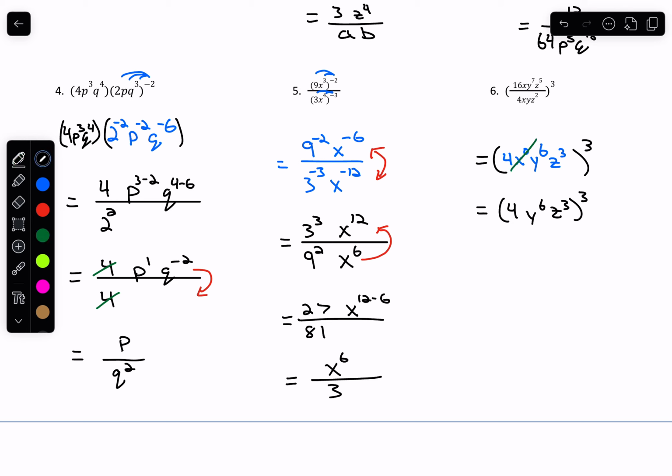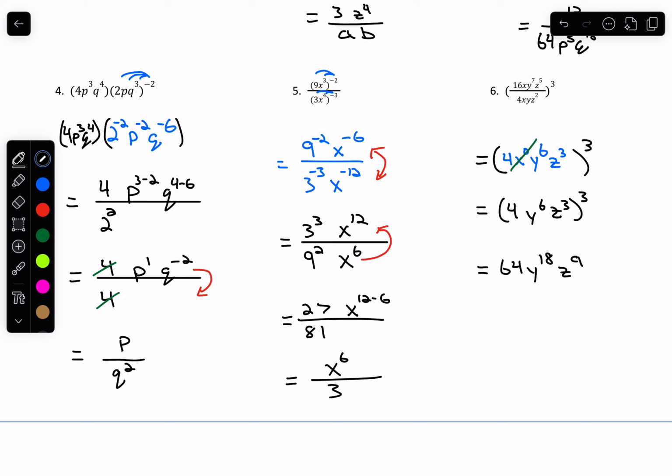And so now all we have to do is distribute that 3. 4 to the power 3 is 64. y to the 6 to the power 3, we multiply the exponents to get y to the 18. And z to the power 3 to the power 3 is z to the power 9, where we just multiply exponents again there. Wow, that was a lot.